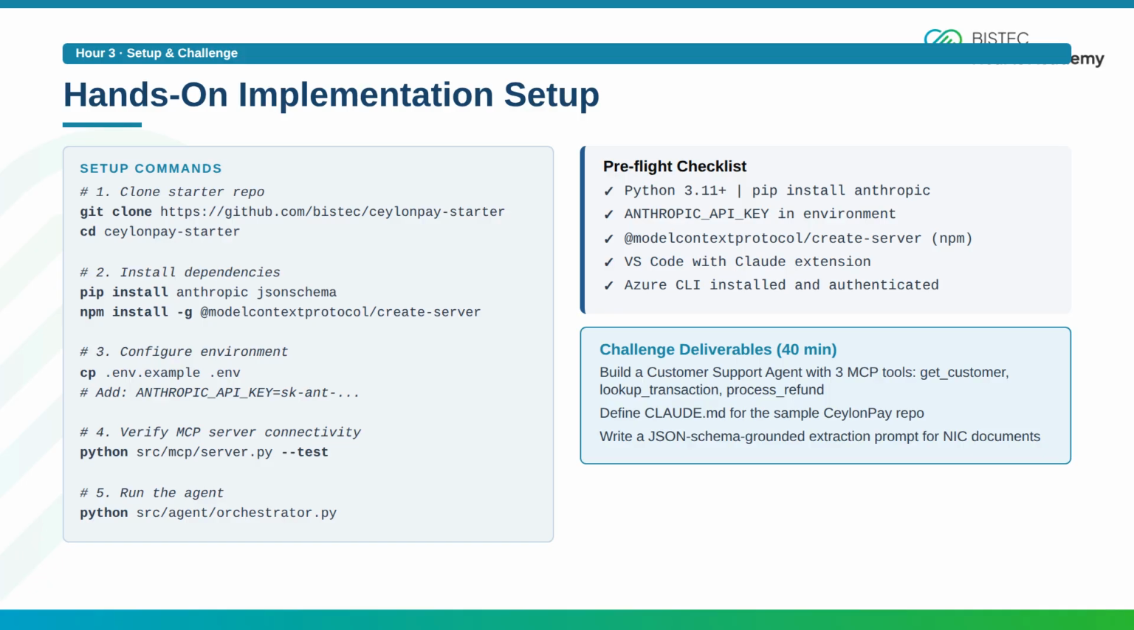"I was charged twice for my groceries at Keells yesterday. My account is CP213456778." And resolve it end to end. Look up the customer, find the duplicate transaction, and process the refund with an idempotency key.